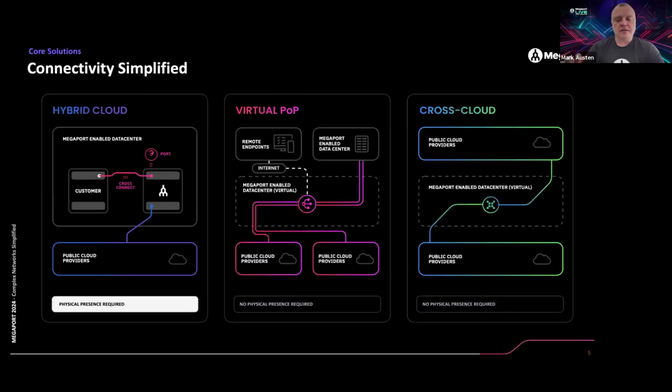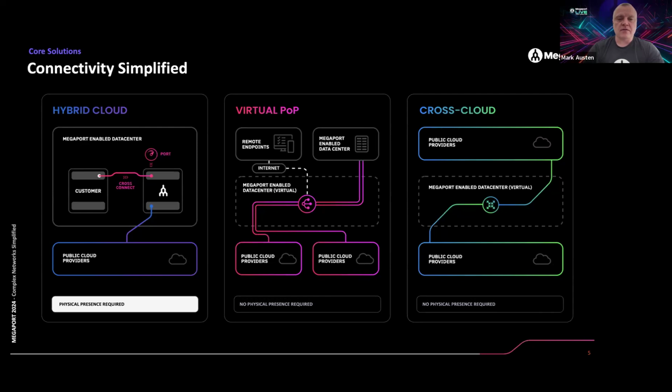Now, with those core set of products, we generally build three main solutions. One of those is hybrid cloud. So if you're in a data center, you connect to Megaport physically, then you build private connectivity to AWS, Azure, Google, Oracle, etc. We're connected in around 280 locations globally to cloud providers. So we have the most coverage in terms of cloud on-ramps globally.